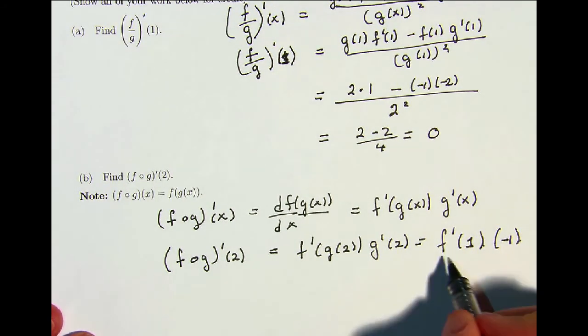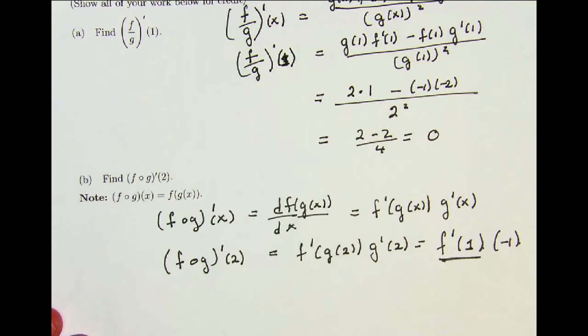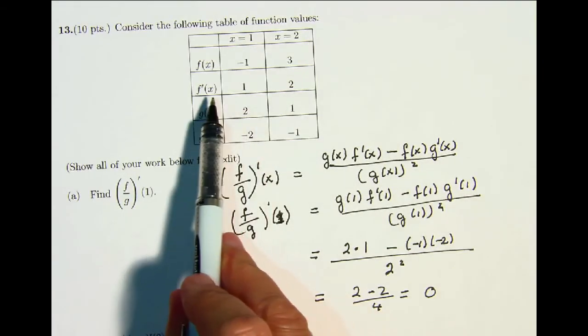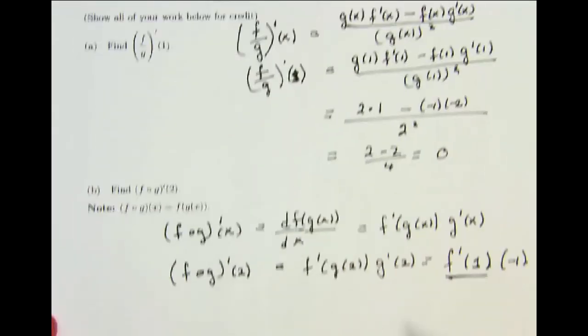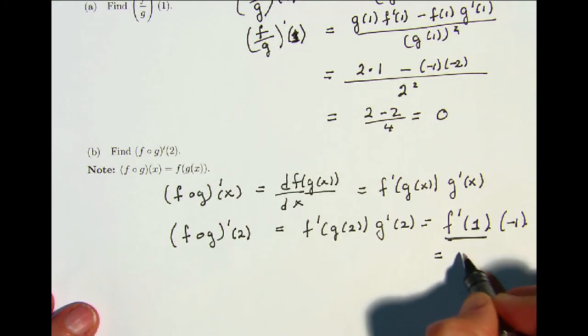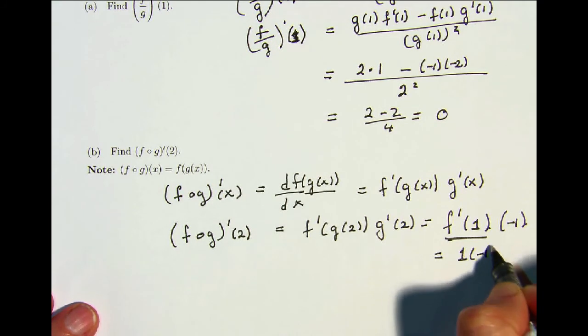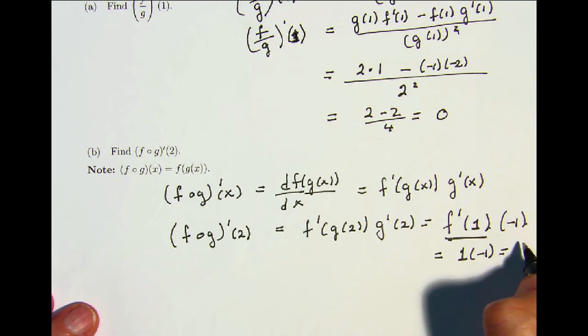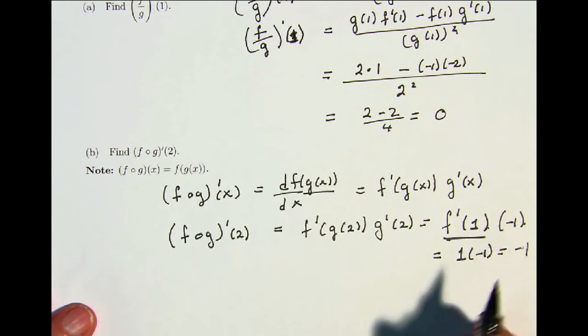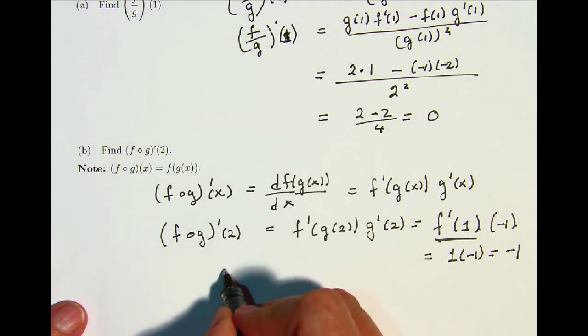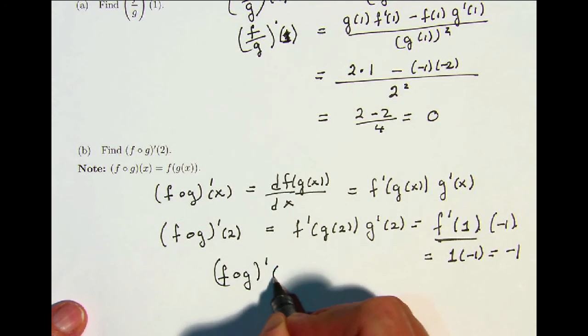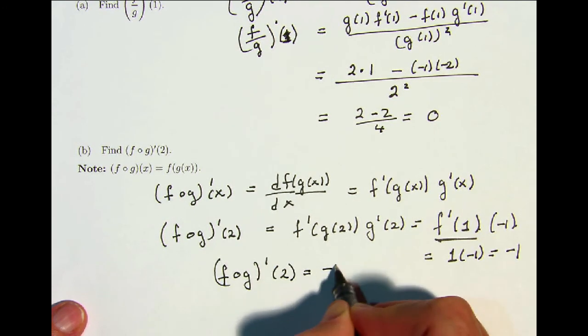Now we need to evaluate f prime of 1, and we see from our table that f prime of 1 is 1, so this is equal to 1 times negative 1, which is negative 1. So we have f after g prime of 2 is negative 1.